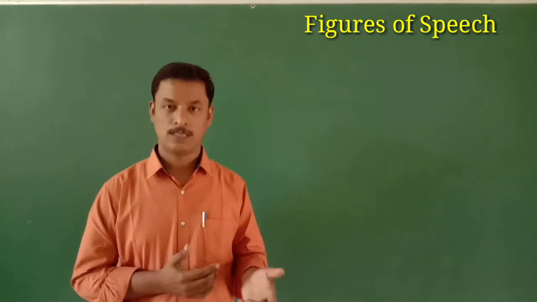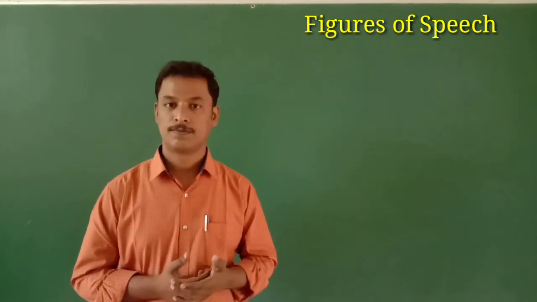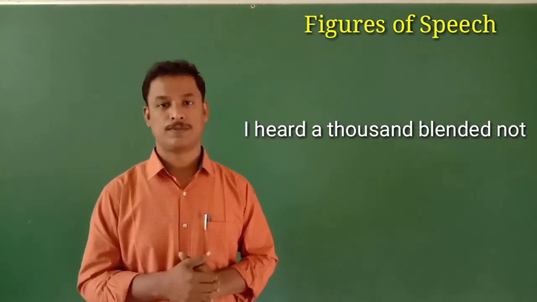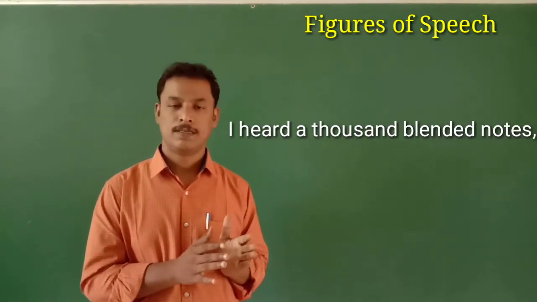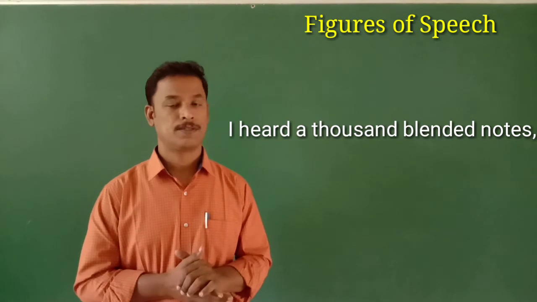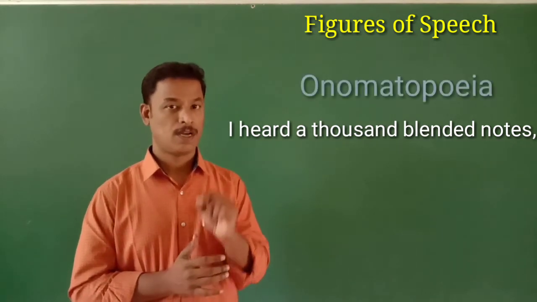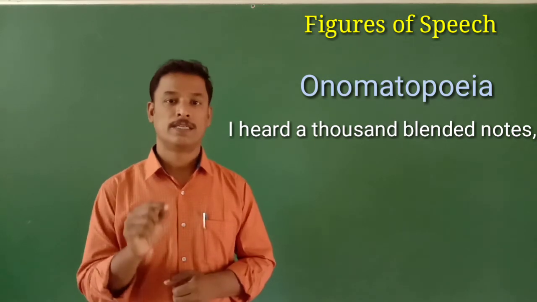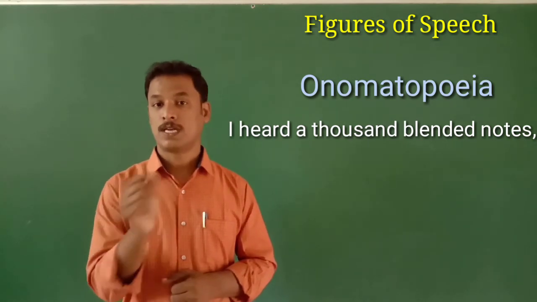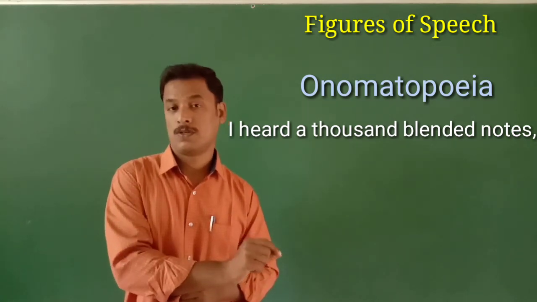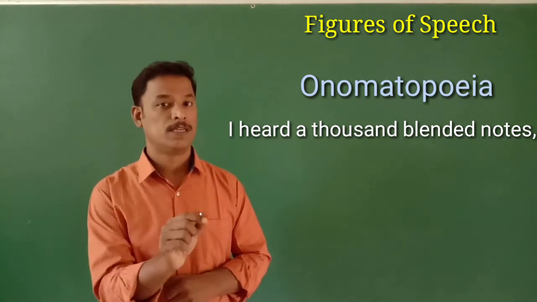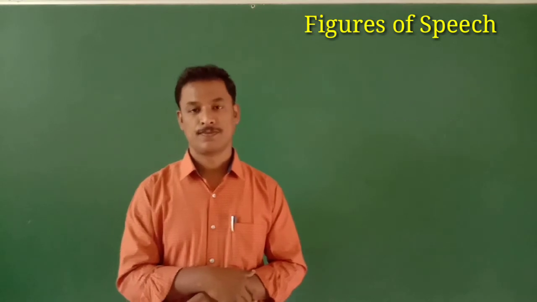In stanza 1, line number 1, he says, "I heard a thousand blended notes." Here, the poetic device used is onomatopoeia, because there is a diversity of vowel sounds and a choice of clusters of consonants in the lovely phrase, "a thousand blended notes."